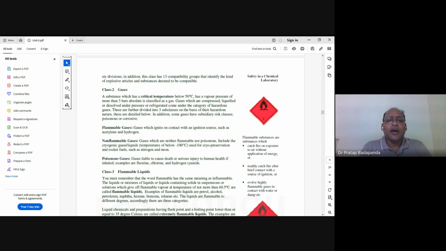Okay, then non-flammable gases; you have to understand that one. Is it below 100 degrees Celsius? Poisonous gases are gases liable to cause death or serious injury to human health if inhaled. Examples are fluorine, chlorine, and hydrogen cyanide. I told you about chlorine gas a few minutes back. Chlorine gas is hazardous, right? If we inhale much of it it is harmful. We collect the gas, then we go for the test.